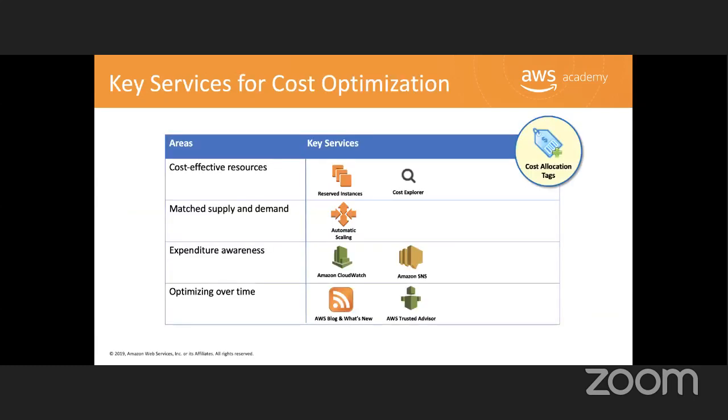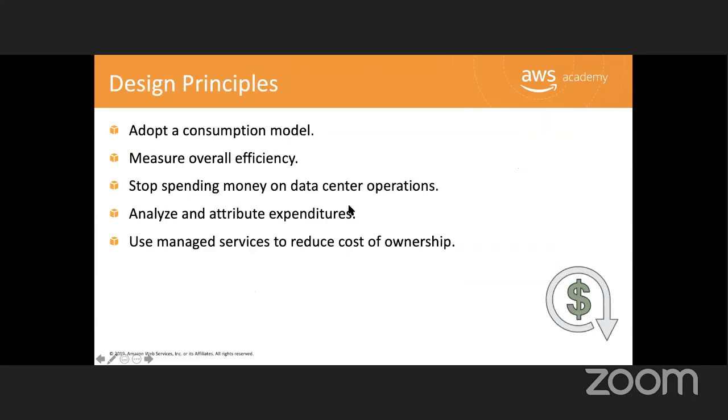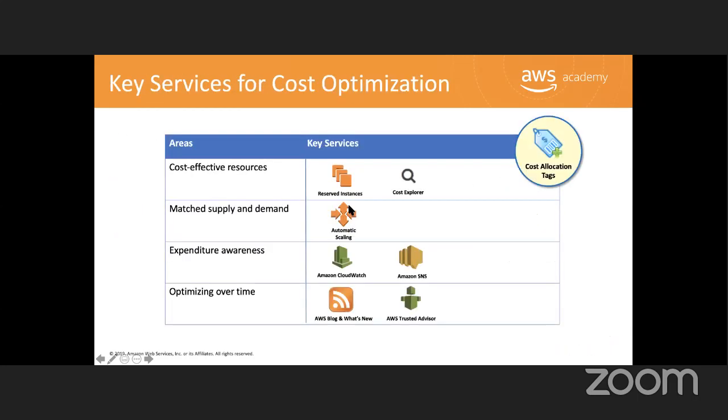So, key services for cost optimization areas. Cost-effective resources: the key services are reserved instances. When you reserve instances, remember it's 1 year or 3 years, right? And you can save up to 75%, which is a high percentage of savings. And we have Cost Explorer, which we talked about before. Match supply and demand: Auto Scaling is the service that works with that, fewer servers scaling in, more servers scaling out.